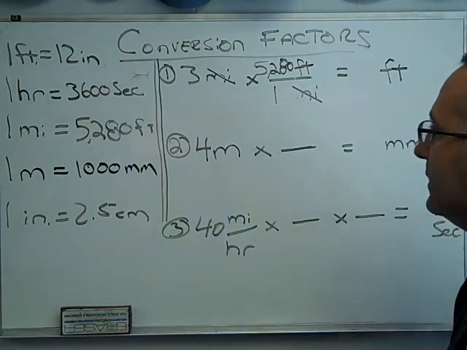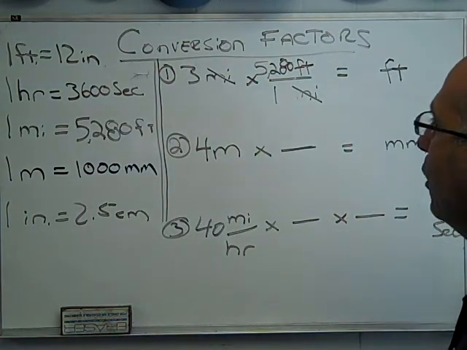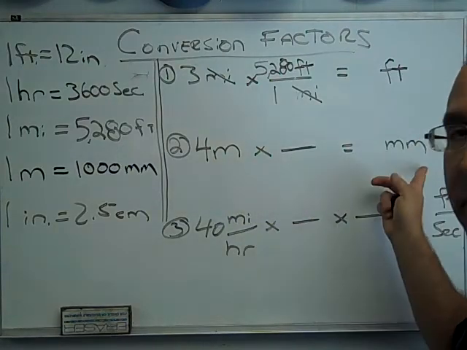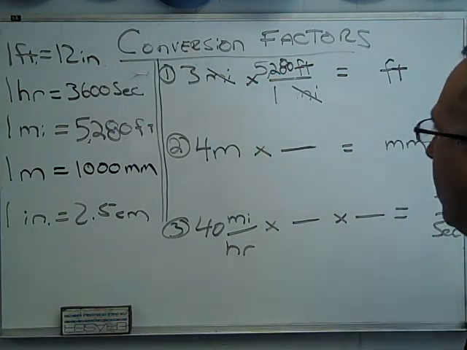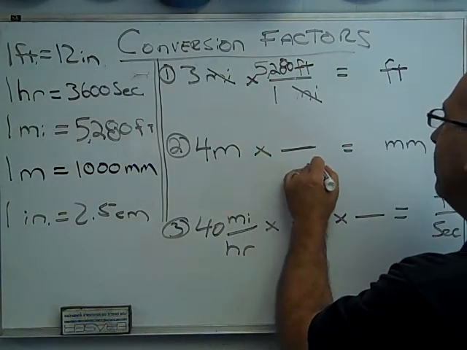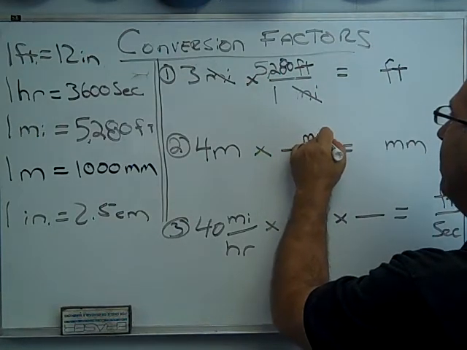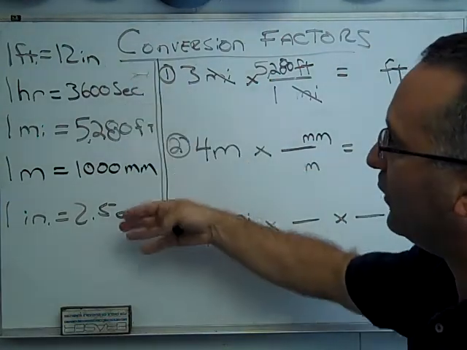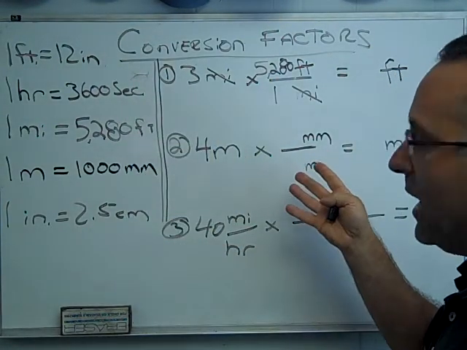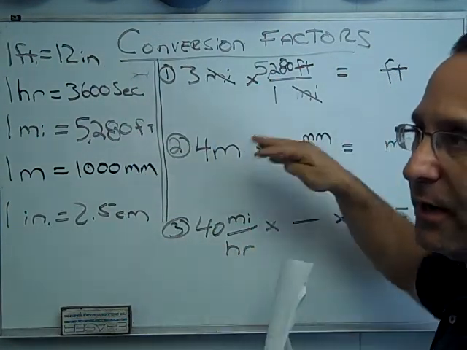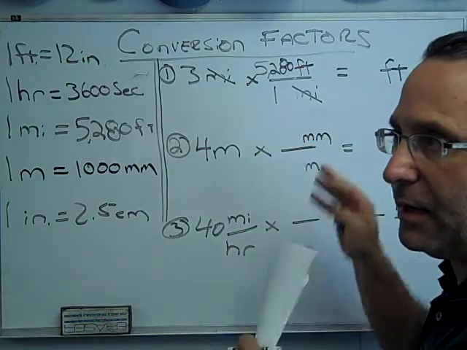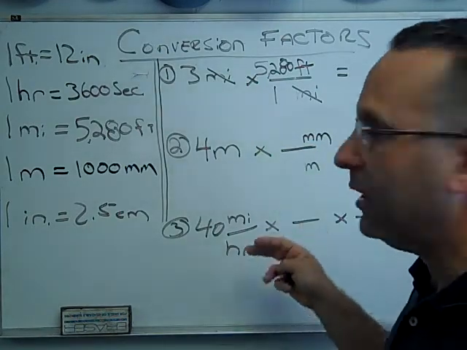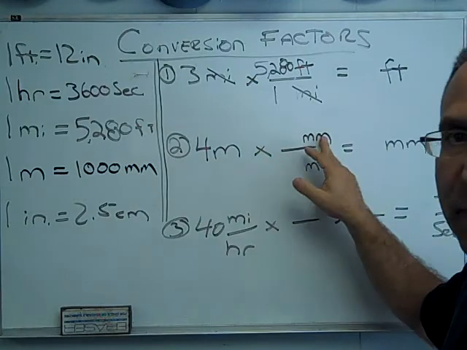In the second example, we're changing meters to millimeters. We want to cancel the meters and be left with millimeters. Again, a simple example: you're trying to find the ratio and place it in an order that will cancel meters and leave millimeters.